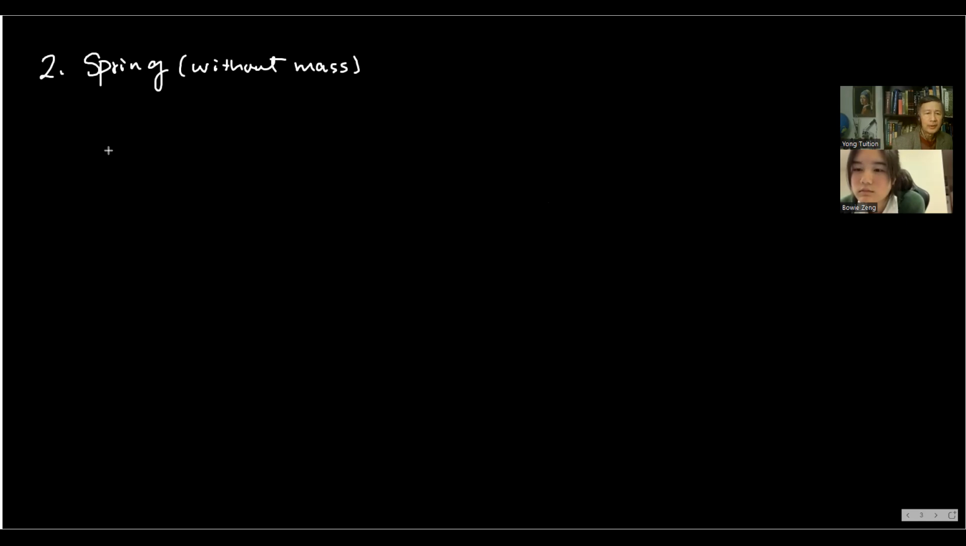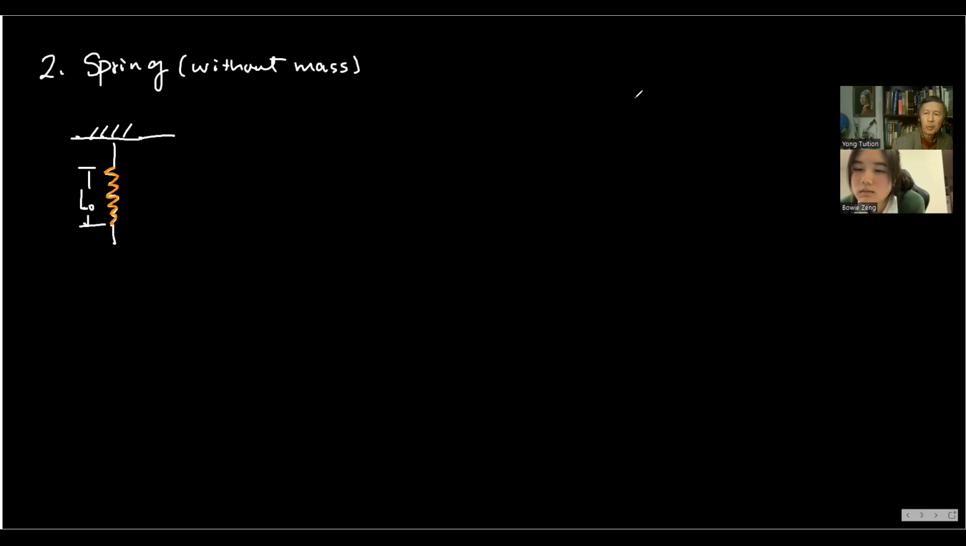For example, if this is a simplified spring without any mass, without any weight, it has an original length. You see, this length is the original length. Can you call it the natural length? I just highlighted this spring.